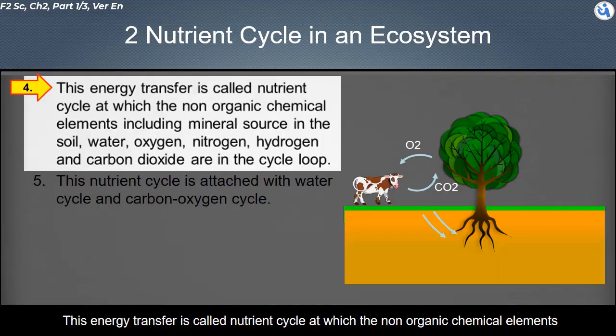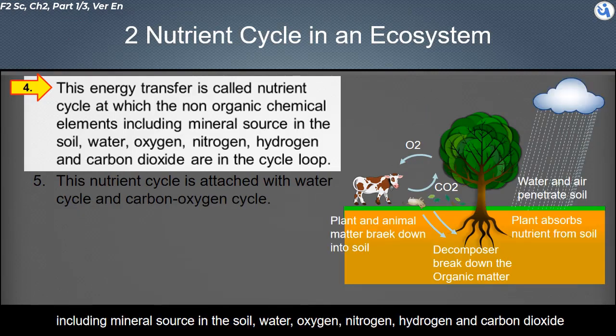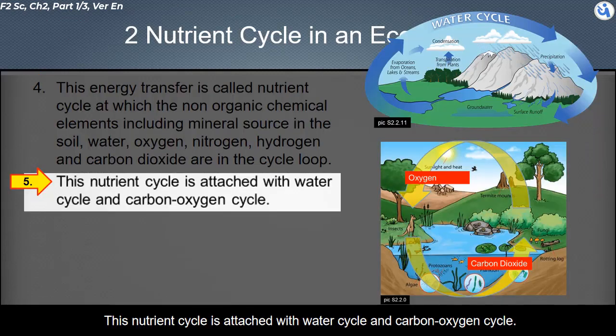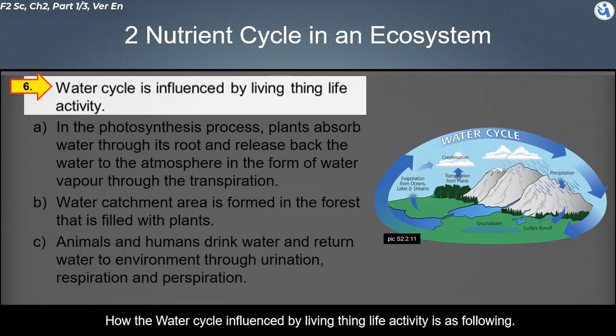This is called the nutrient cycle, in which the non-organic chemical elements, including mineral sources in the soil, water, oxygen, nitrogen, hydrogen, and carbon dioxide, are in a cycle loop. This nutrient cycle is attached with the water and carbon-oxygen cycles. How the water cycle is influenced by living things' life activity is as follows.